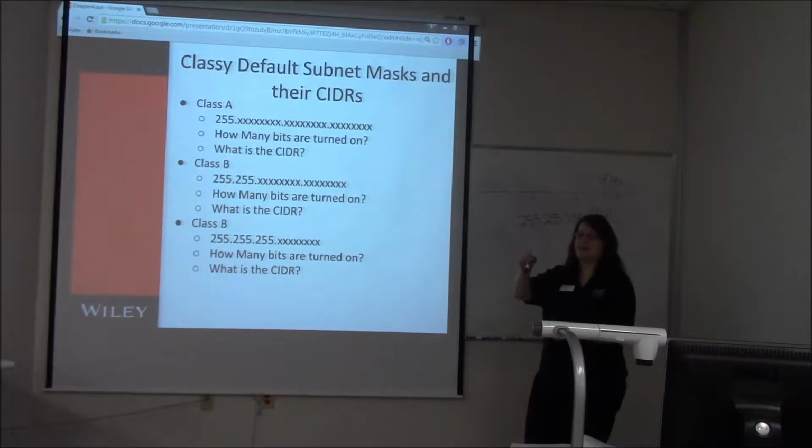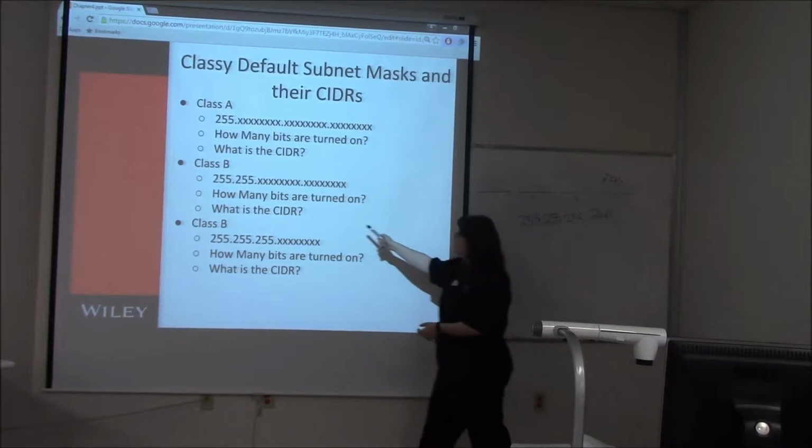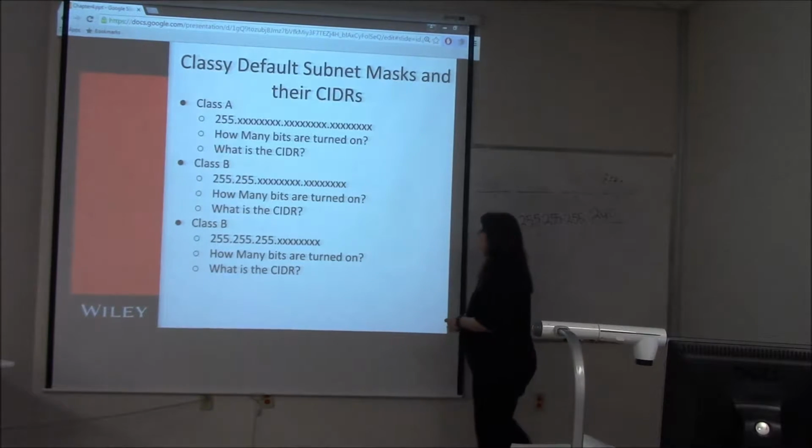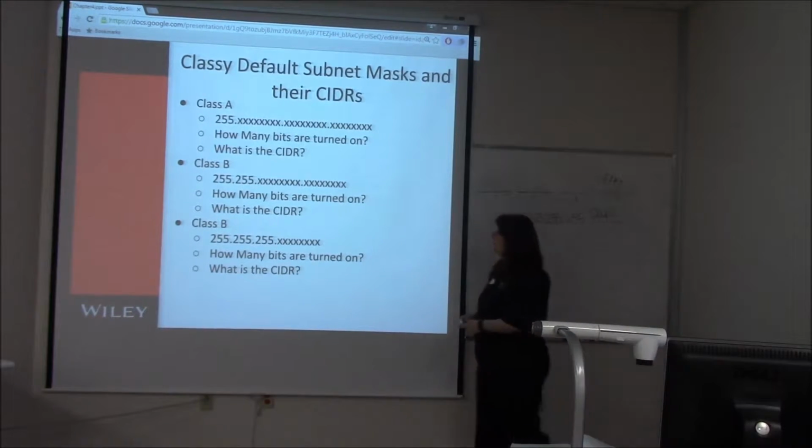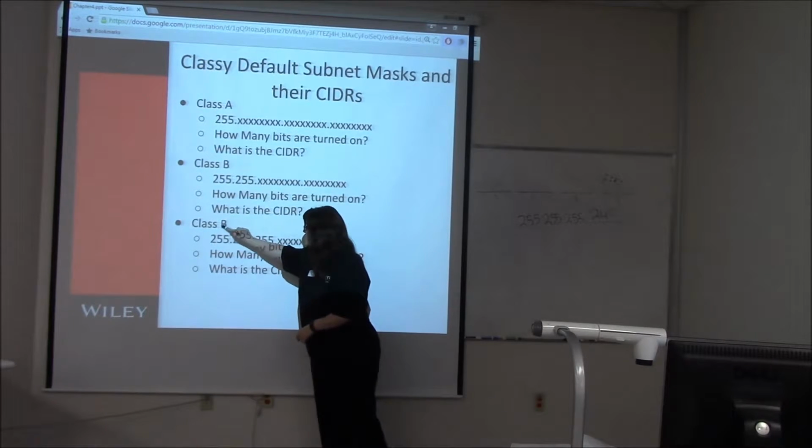The CIDR's the slash. /8, exactly. With class B, my first 2 octets are 255s and everything else is a 0. How many bits are turned on? 16, which makes my CIDR /16, exactly. That should say C. Let's pretend it does.